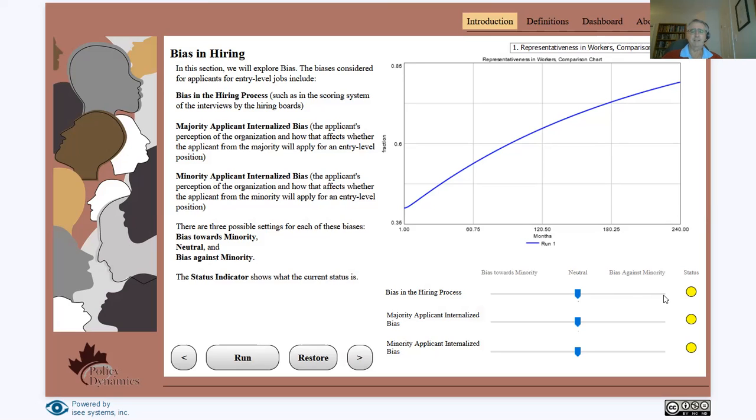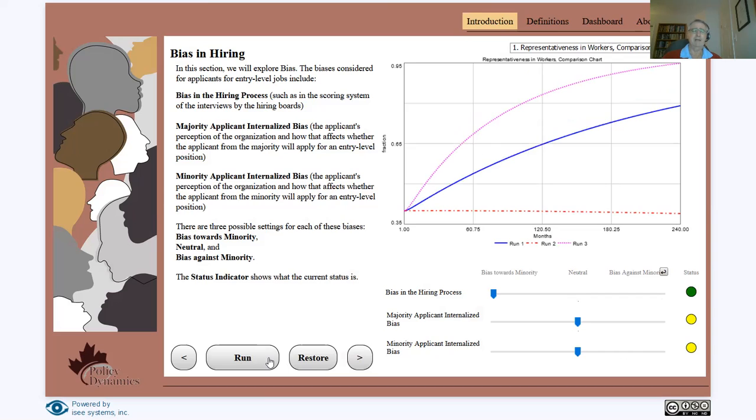First thing we're going to consider is the idea of systemic bias against the minority group in the hiring process. And if we run that case, we see this result where the diversity is stagnant over time, and basically you have no improvement in the diversity, maybe even some decline in diversity over the 20-year period because of systemic bias against the minority. Now we have a look at the systemic bias towards the minority. And if we run this case, we see that now we increase the diversity quite a lot over time.